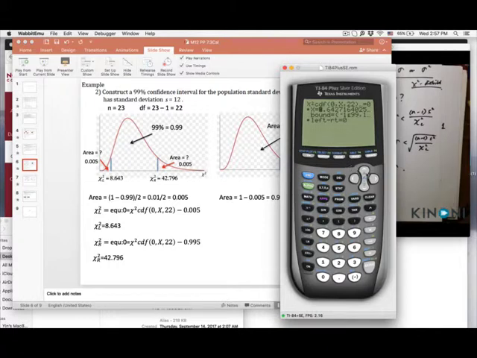So again, I'm already in here, so I can just go up. I only need to change the area from the left. That would be 0.995. Enter. And then click on alpha, enter. Okay, that will be 42.796. That will be the critical value to the right.